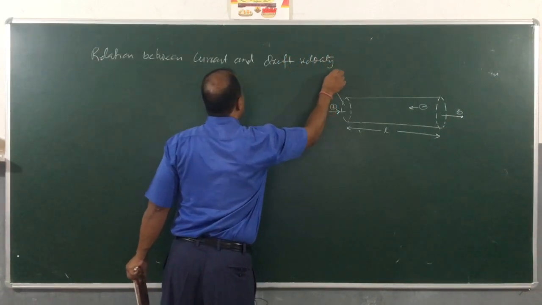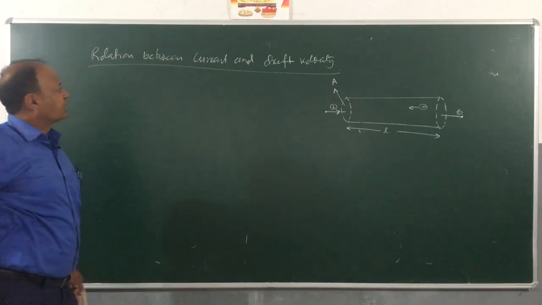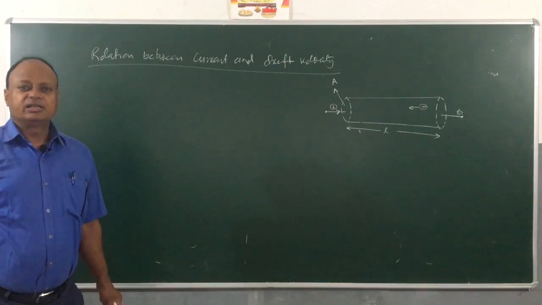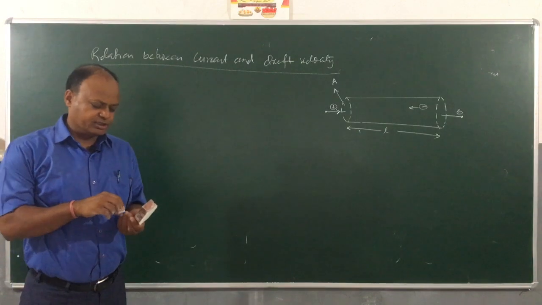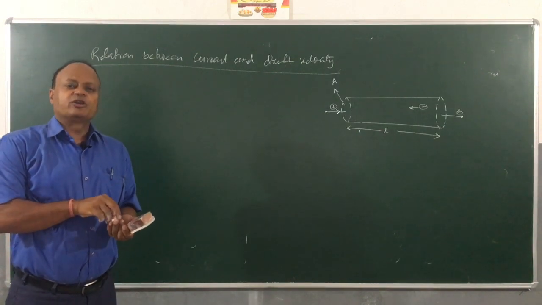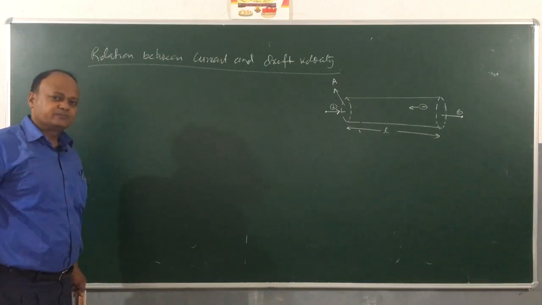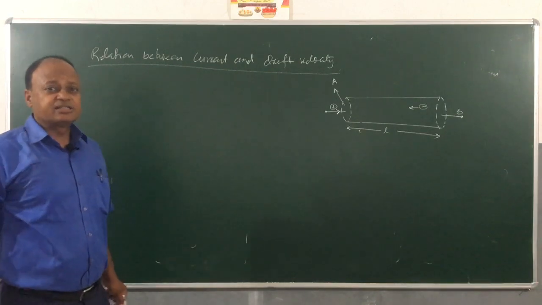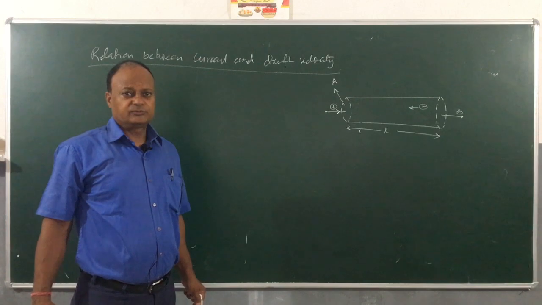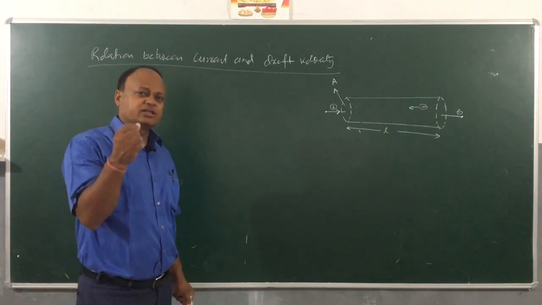Children will be discussing the relation between current and drift velocity. In the previous video we discussed the relation between drift velocity and electric field. Now there is a term I will be using, charge density or electron density. Now what is electron density?